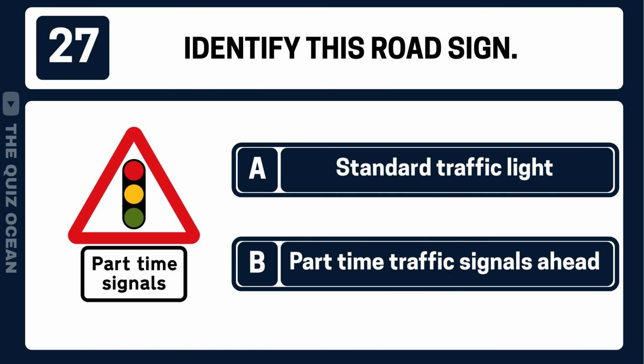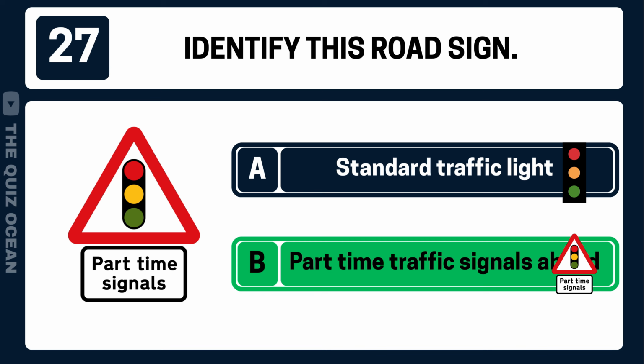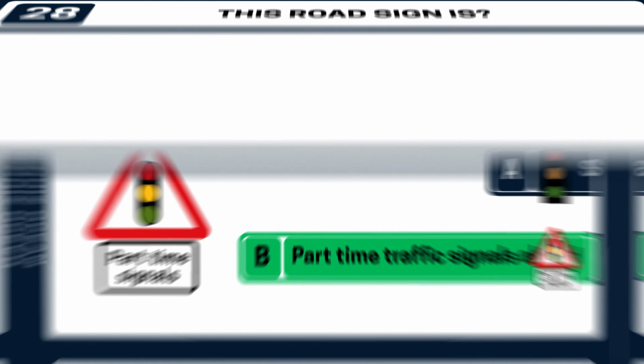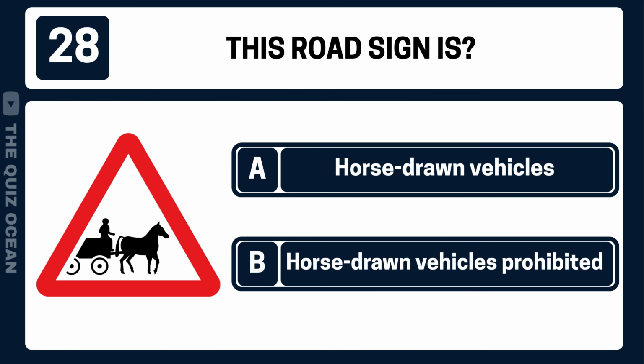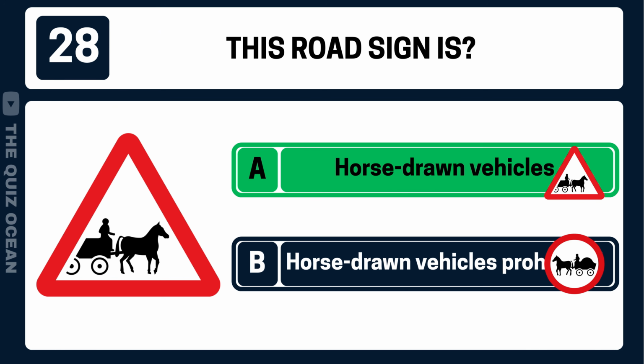Identify this road sign. A. Standard traffic light. B. Part-time traffic signals ahead. Well spotted. This is the part-time traffic signals ahead sign. This road sign is A. Horse-drawn vehicles. B. Horse-drawn vehicles prohibited. Excellent. That is the horse-drawn vehicle sign.